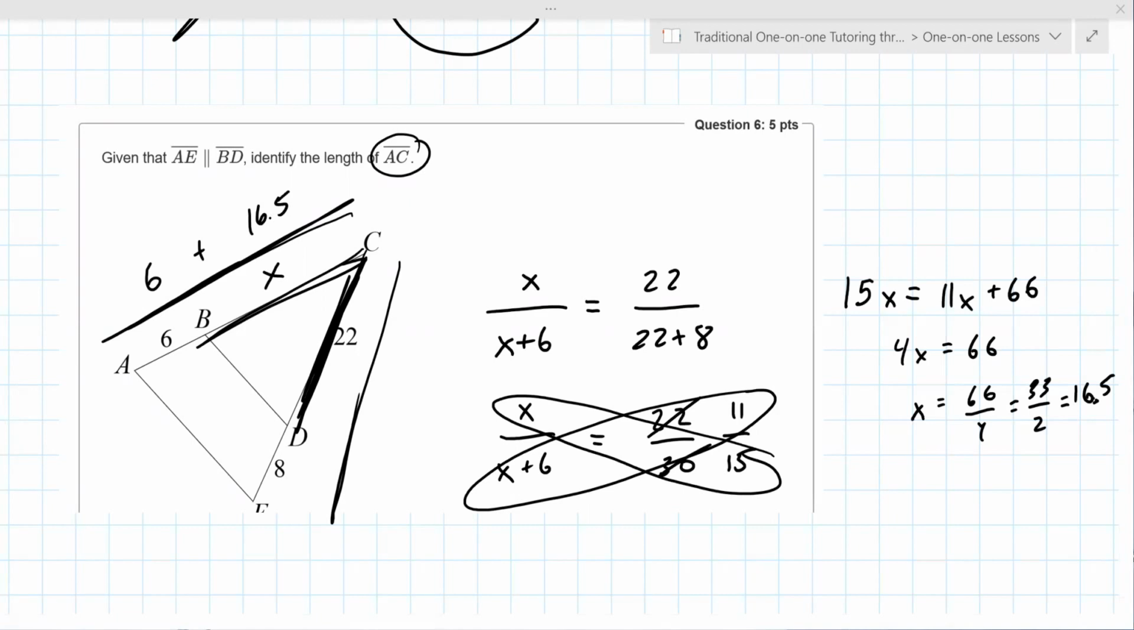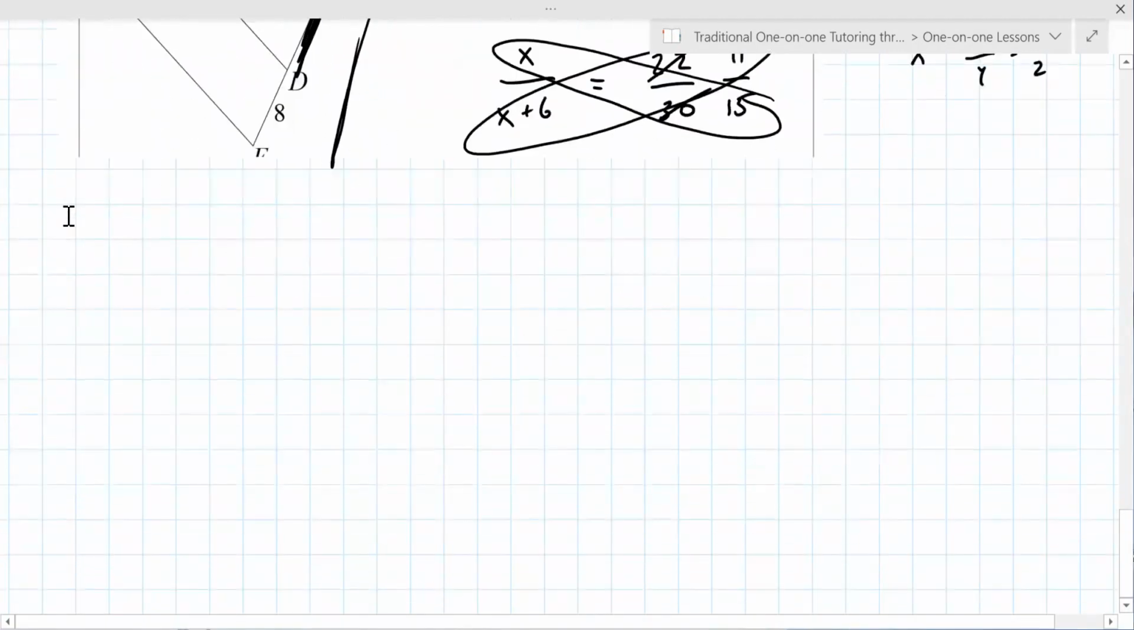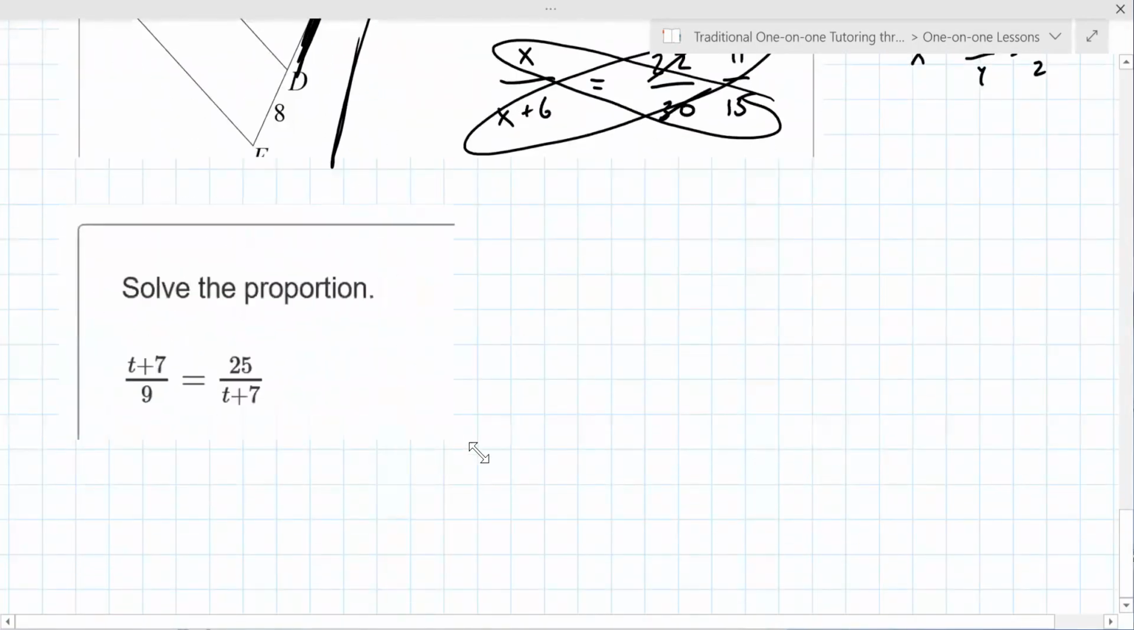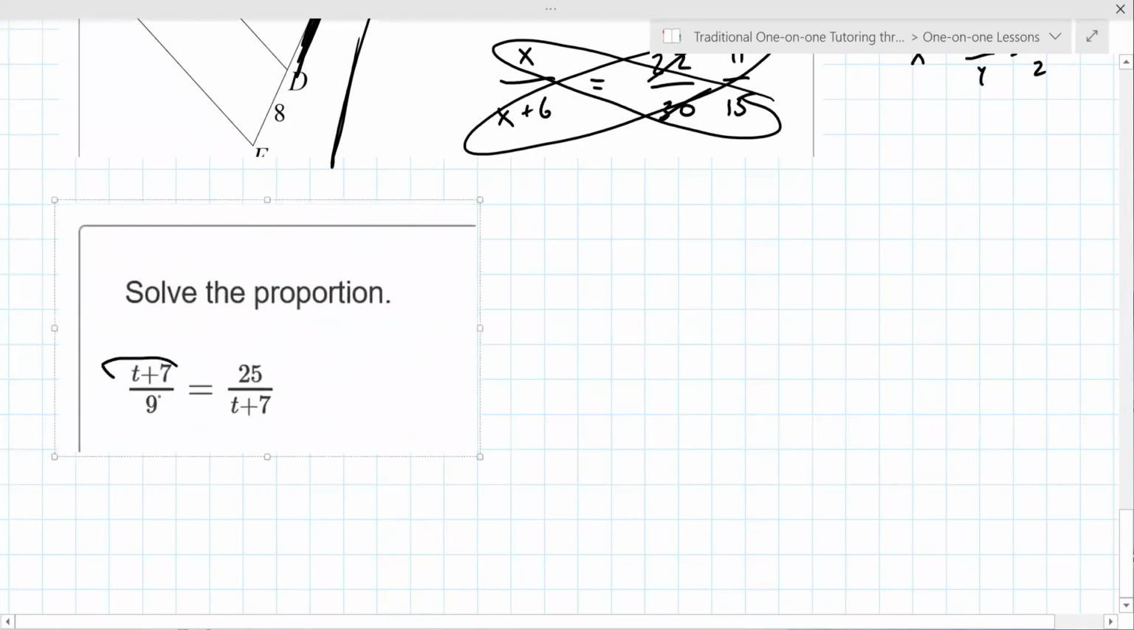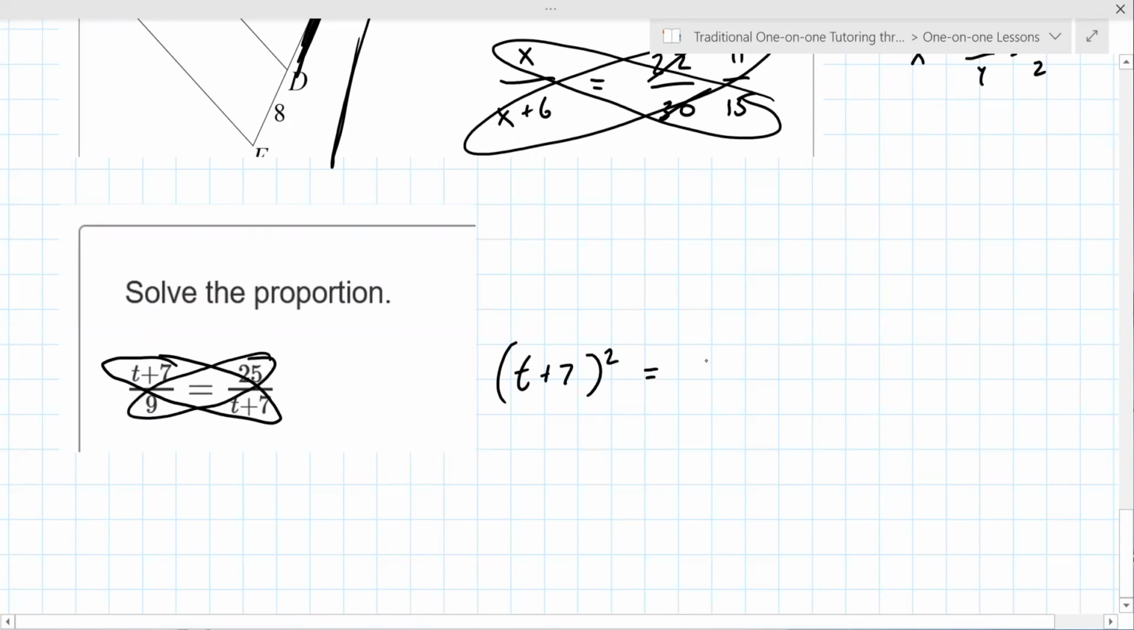Okay, so the next one is a proportion, and it's already set up for us. We're just going to solve it, which is nice. When you diagonally multiply here, it becomes t plus 7 squared, because there's a t plus 7 and a t plus 7. They're exactly the same. Like x times x is x squared. 9 times 25 is 225.